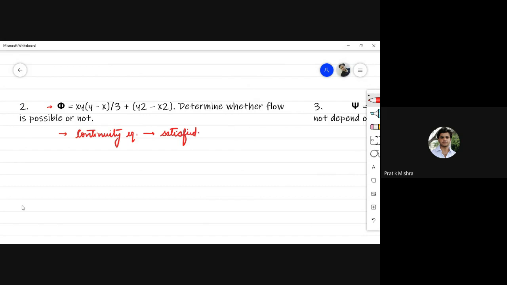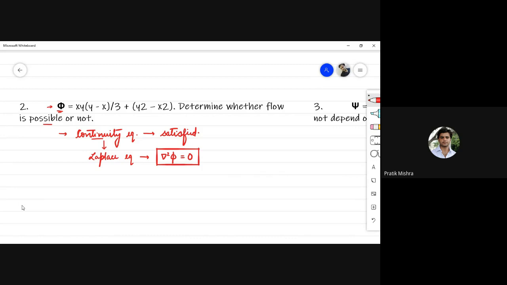And while deriving the formula for continuity equation using this velocity potential function, we have concluded that if this phi satisfies the Laplace equation, which is delta square phi equals 0, if this operator delta square phi comes out to be 0, then we can say that flow will exist and flow will be possible. And also continuity equation is satisfied.